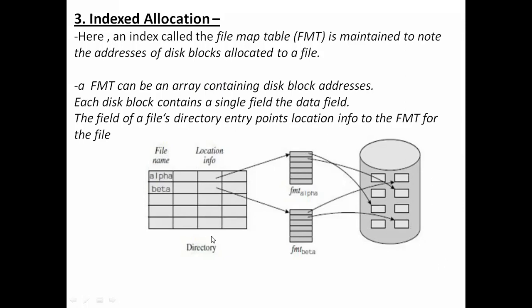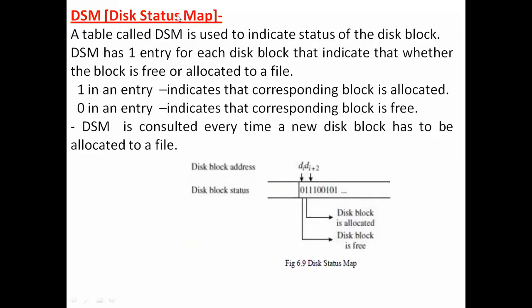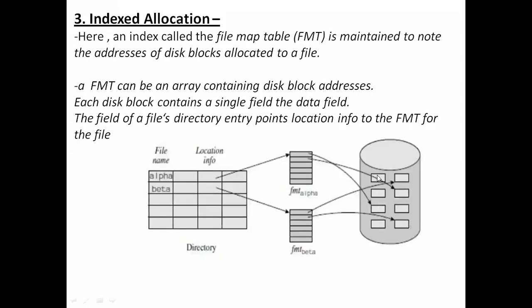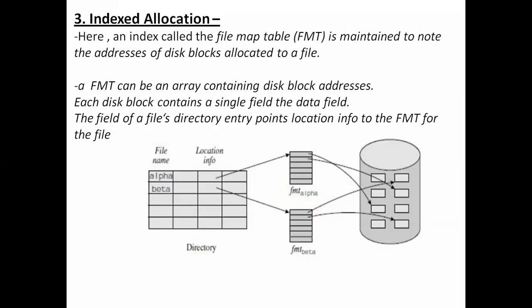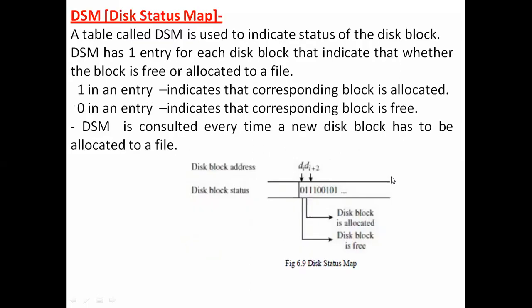We also have something called DSM, which stands for disk status map. A table called the disk status map, DSM in short, is used to indicate the status of disk blocks, for example the availability of various disk blocks: whether these disk blocks are occupied or free. The status of these disk blocks will be stored in the DSM data structure.